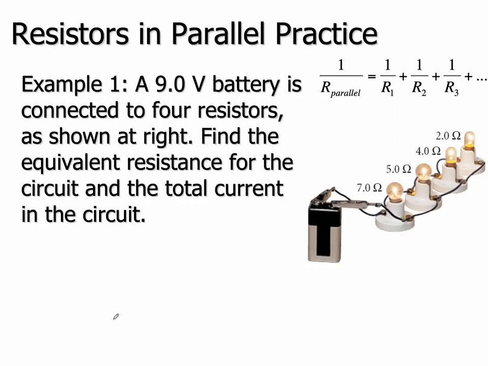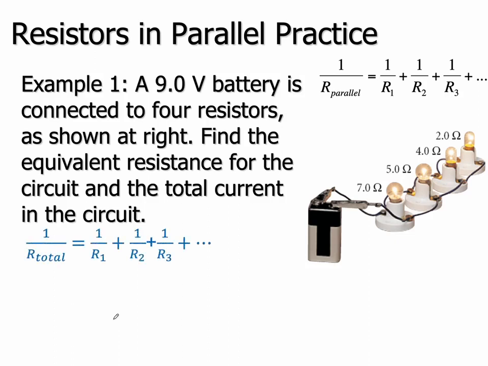One example problem, and then I promise to finish with it. A 9-volt battery is connected to 4 light bulbs, each with different resistors, or 4 resistors as shown. Find the equivalent resistance of this circuit and the total current in the circuit. I'll pause for a second, let you try it.